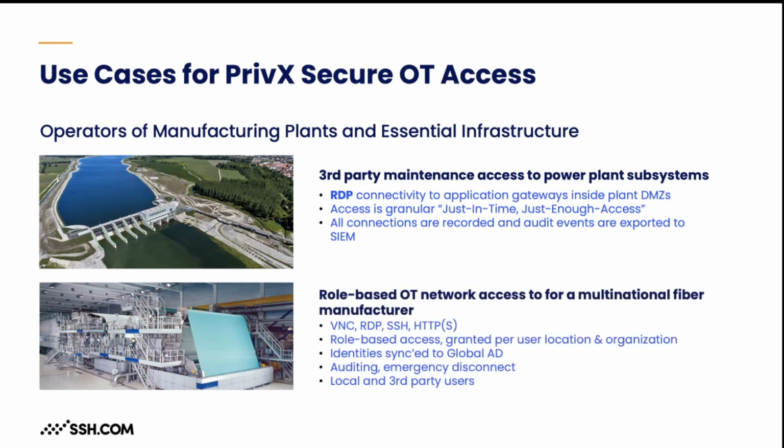The second use case is a role-based OT network access for a multinational fiber manufacturer. Here, a range of connection protocols are required, including RDP, web access, and VNC. Local and third-party identities are synced from Active Directories, and access to specific sites and targets is granted based on the user's role.